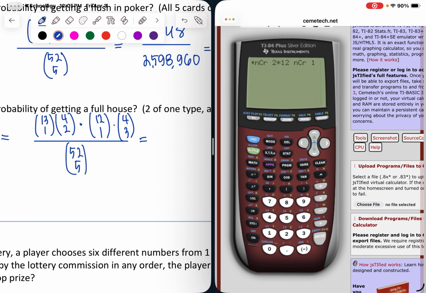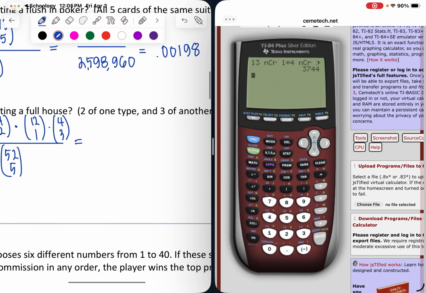4 times 4 choose 3, which is 4. Math. See why I'm going to have you do these on your own. Oops, choose 3. This is going to be my numerator: 3,744, over, and then my denominator, 2,598,960. So now I'm going to type that.